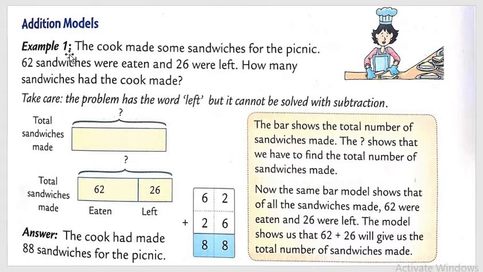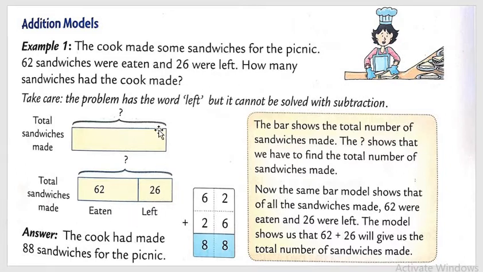So now with the help of a bar model, it's called a bar model. The total sandwiches made by the cook. We don't know how many total sandwiches she made, but we know 26 are left and 62 eaten. So that's data enough to solve the problem.